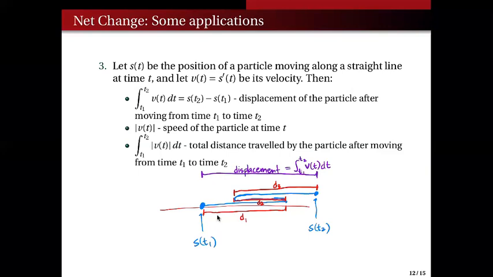Whereas these red guys here, if you calculate the integral from T1 to T2 of the absolute value of V of T dt, this is D1 plus D2 plus D3. Okay? Questions?